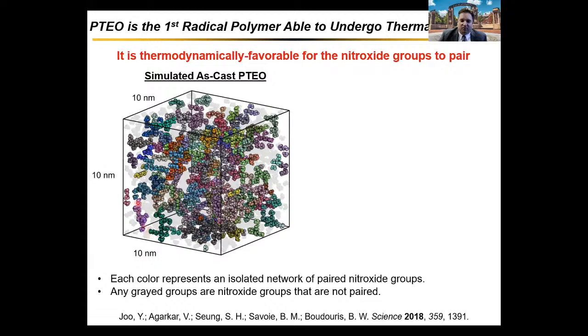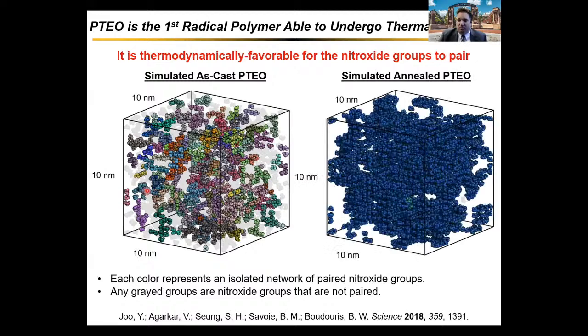PTO thin film. And you can see these nitroxide groups, they find each other, but they find themselves in very small clusters. And this purple cluster here isn't in electron communication with this blue cluster here. But if we anneal on the computer, what we see is actually all these clusters find each other, and they're actually able to form some kind of network structure at a very local level.